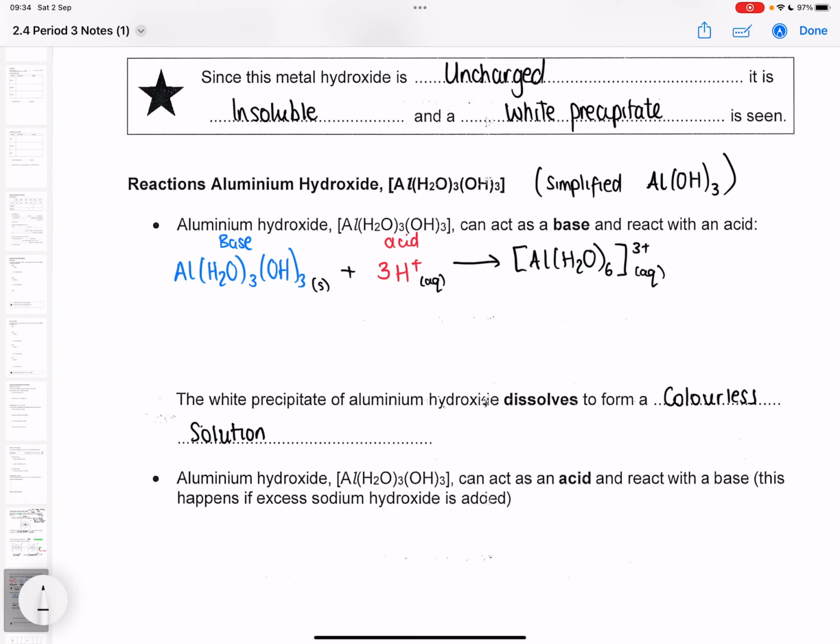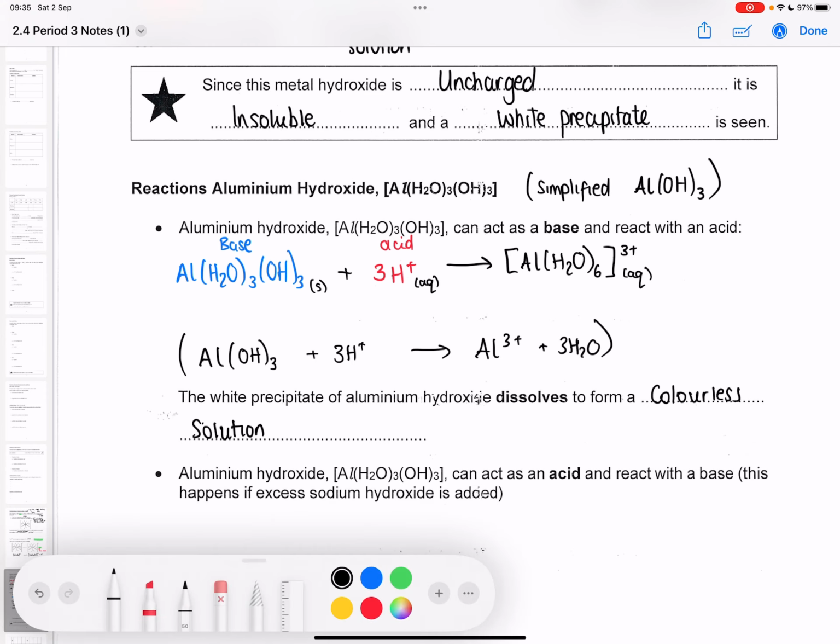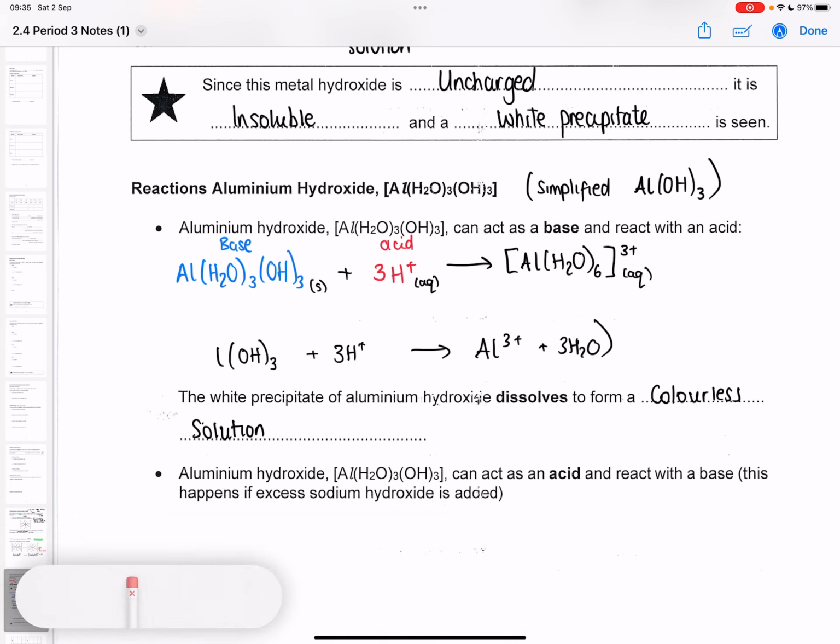So that was our full version. We can simplify that equation if we like to get rid of the extra waters, but it doesn't always help. I think that the top one is a good equation, but you could do this and make it be like Al3+ and 3 waters. To be fair, I wouldn't usually use that version. I would stick to the one at the top. So I am going to take that off, but it's just to show you that you could do that, but I would normally stick to that first one.